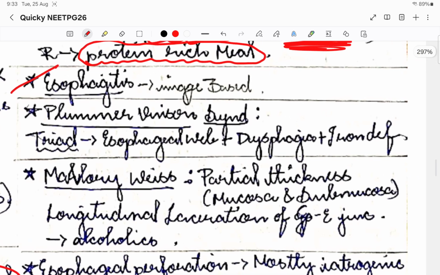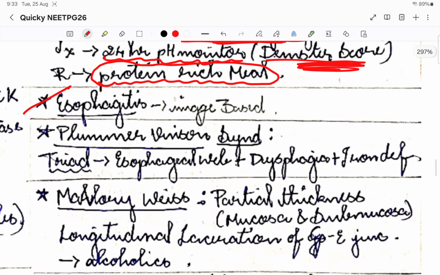Then coming to Plummer-Vinson syndrome, there is a triad, okay. Plummer-Vinson syndrome has a triad, meaning an esophageal web will be there, dysphagia because of that esophageal web, then there will be iron deficiency because nothing is reaching the stomach, okay. So this is how Plummer-Vinson syndrome will present with the triad: esophageal web, that is why the dysphagia is there, and iron deficiency anemia will be there.